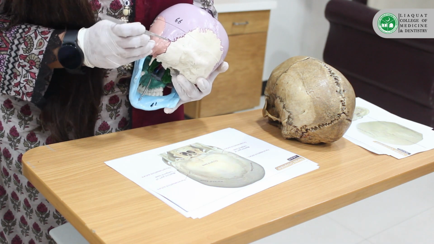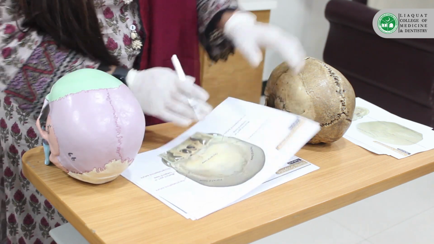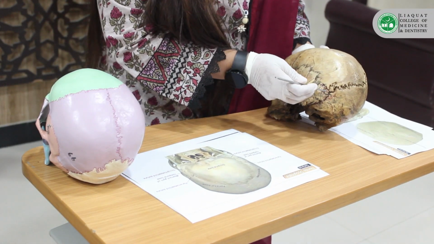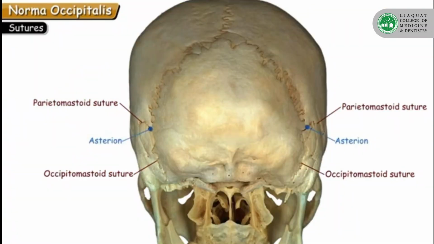The point where these two sutures meet is known as the asterion, as you can see there. Here you can see the meeting point of the two sutures, known as the asterion, and you can appreciate it in this picture as well.